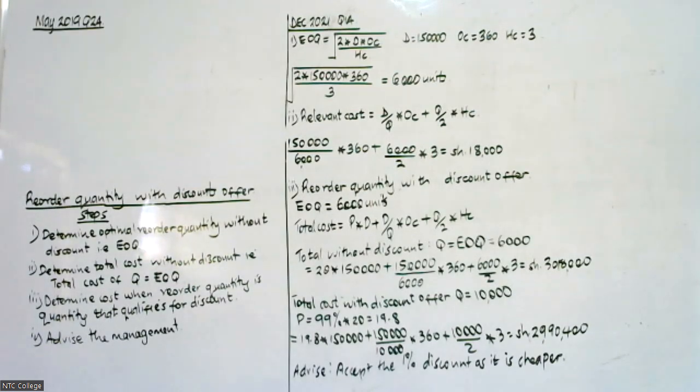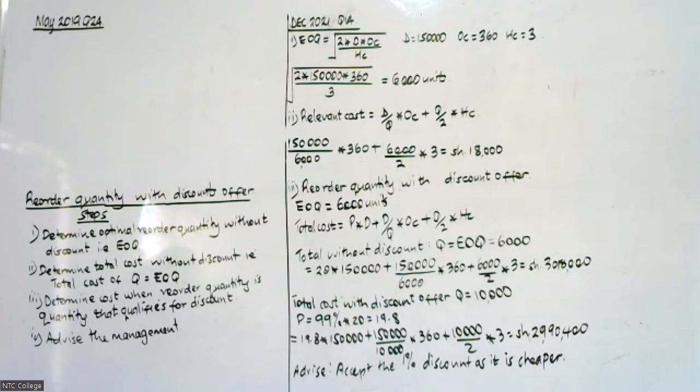Baraka Distribution Limited purchases and sells a single product branded M. The following information is provided for product M. One, annual demand for the product is 30,000 units. The ordering cost per order is 2,500 shillings. The holding cost is expressed as 20% of the purchase price. A new supplier in the market has presented Baraka Distributors Limited with a proposal for the following range of quantities and respective price per unit.